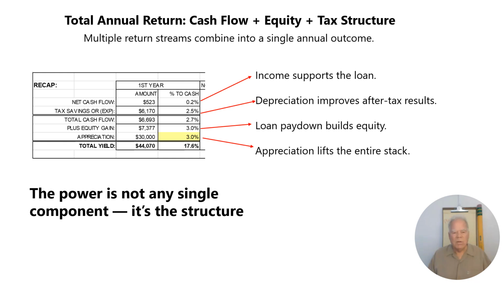For better or for worse, the total annual return is the combination of these effects. Cash flow plus equity growth plus tax structure. If any one piece fails, the structure weakens, but when they work together, the result compounds, and that's why we don't chase one single metric.